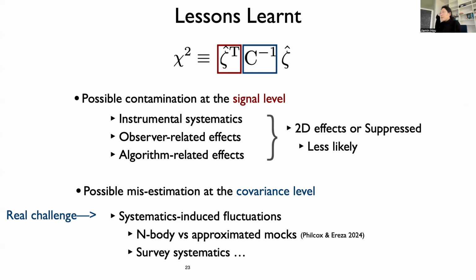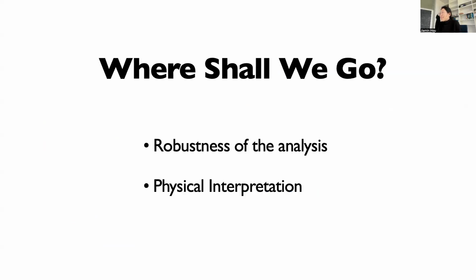So given all these challenges, the question is, where should we go from here? In my view, I would like to push this study in the following two directions. The first is about the robustness of our analysis. How can we ensure that our findings are reliable against the systematic issues we've discussed so far? And then beyond the robustness, there's an even deeper question: what is the physical interpretation of this measurement? And specifically, can we connect these parity odd measurements to an underlying physical model?